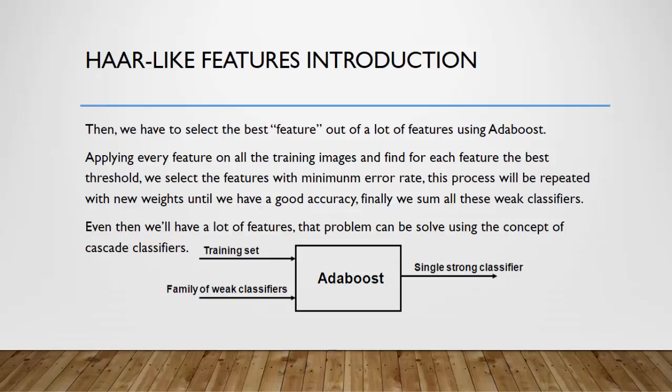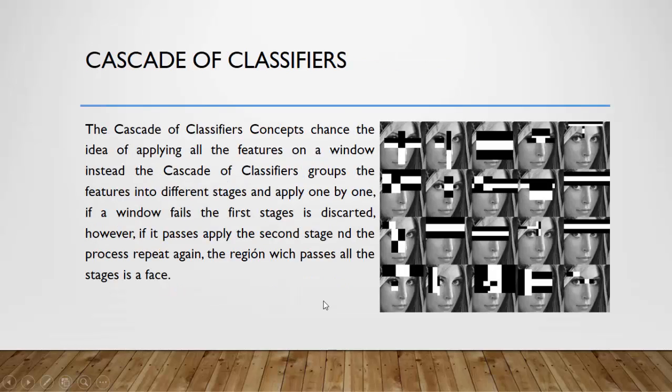That problem can be solved using the concept of the cascade classifier. So we have this magic box. For example, we have a training set and the family of weak classifiers. The output of this box is a single strong classifier using Adaboost. We will now introduce the cascade of classifiers concept.